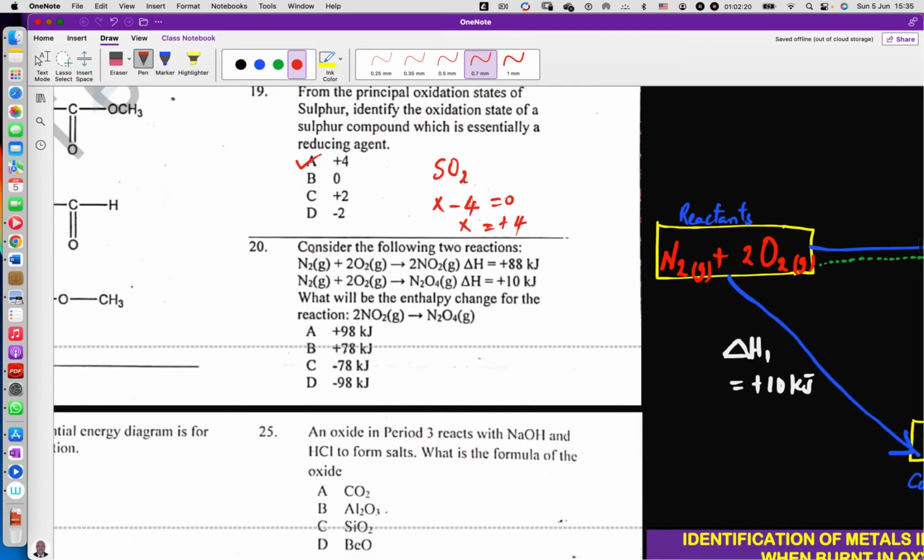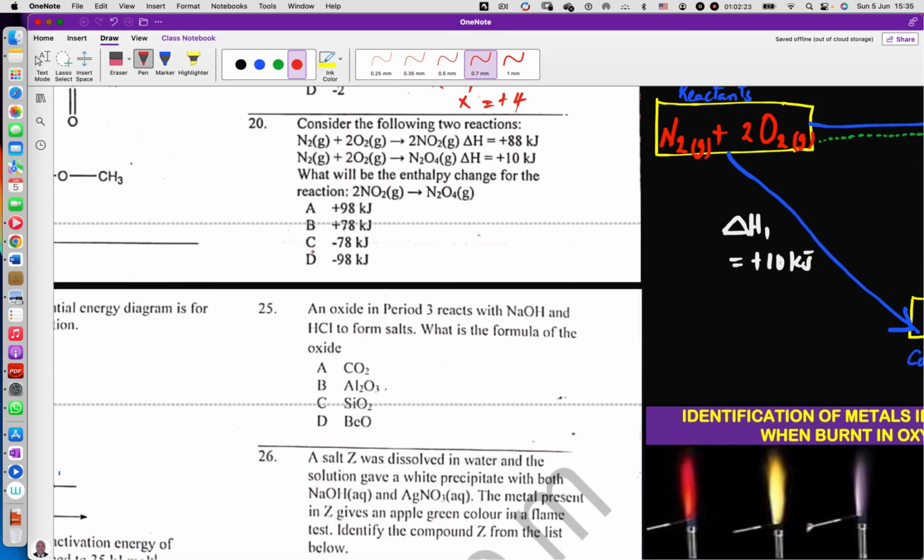Question number 20. Consider the following two reactions. We have this reaction: nitrogen plus oxygen to give nitrogen dioxide, the enthalpy of combustion is plus 88. Nitrogen again, combustion, again gives nitrogen dioxide, to give plus 10. What will be the enthalpy change for the reaction this and that?